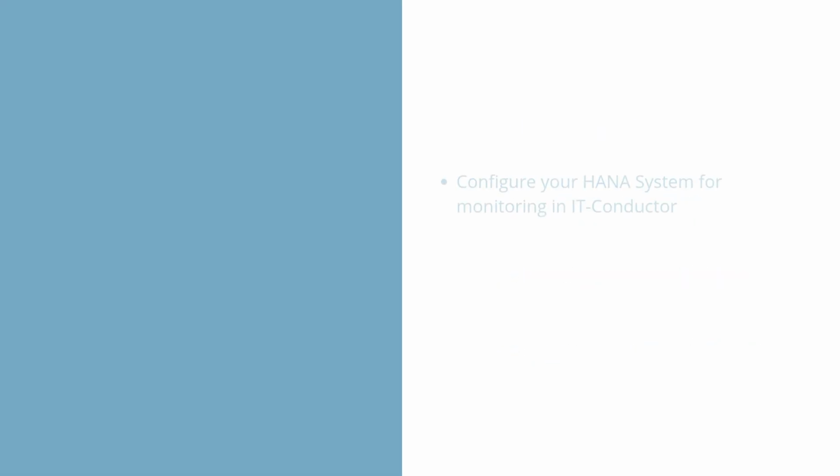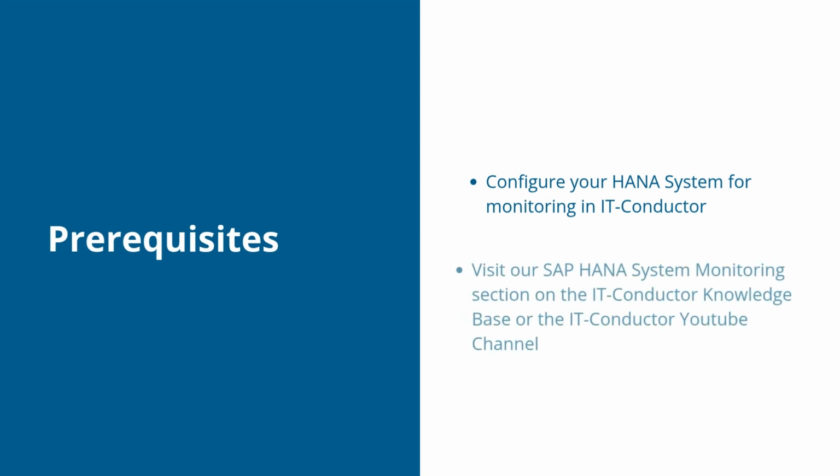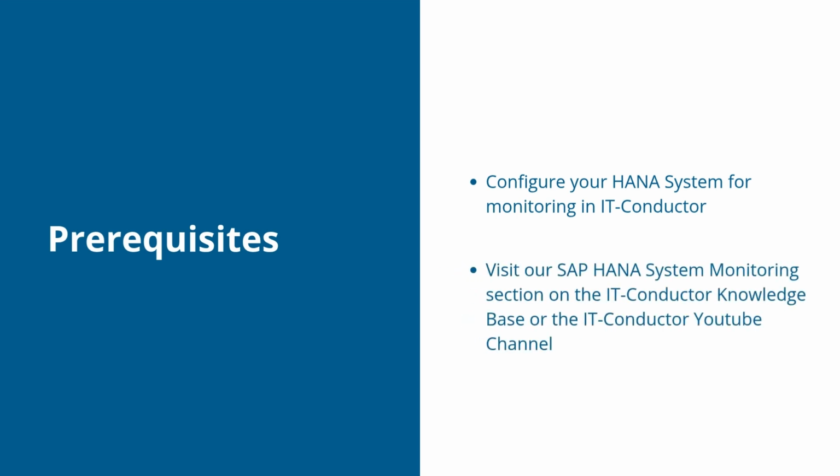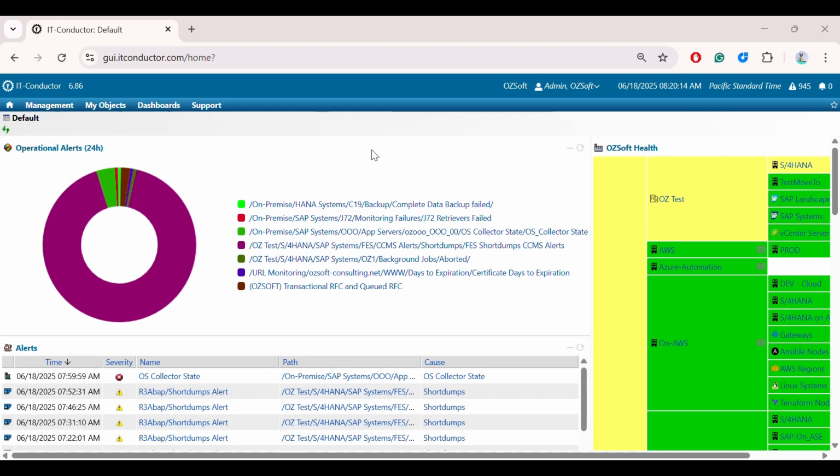Let's start with the prerequisites. Before creating and automating the delivery of your HANA reports, you need to make sure that you have already added a HANA system for monitoring to your IT-Conductor environment. We have a video dedicated to how to set it up, and it will be linked down below. Once you have a HANA system correctly monitored in IT-Conductor, you can move on to the next step: creating a new schedule. Let's begin by setting up a new schedule for our HANA report.